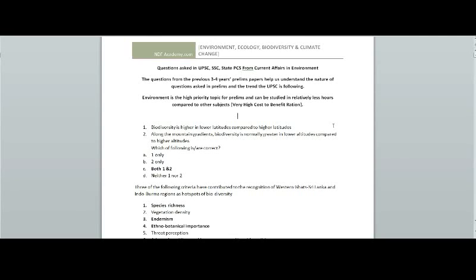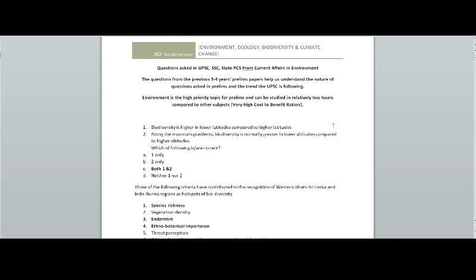Which of the following criteria have contributed to the recognition of the Ghats, Sri Lanka, and Indo-Burma regions as hotspots of biodiversity? Species richness, endemism, and ethnobotanical importance have contributed to them being recognized as hotspots of diversity. What is endemism? Endemism is a particular distinctive feature which means an organism is present only in its natural habitat in that region only. So it is a kind of exclusive species richness.